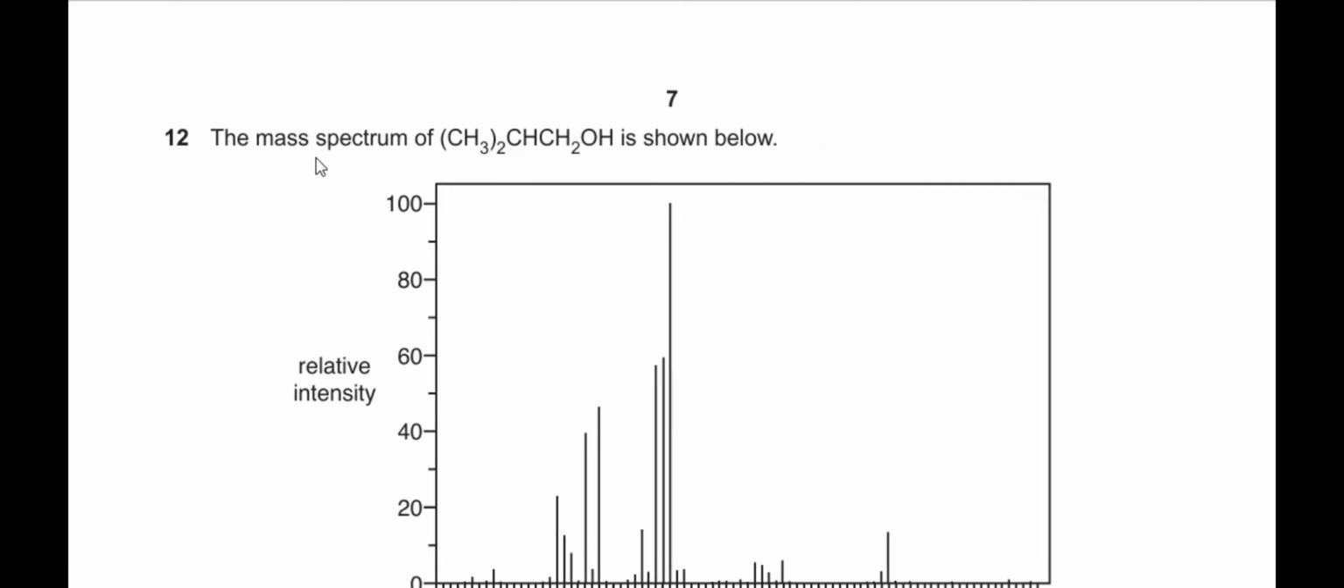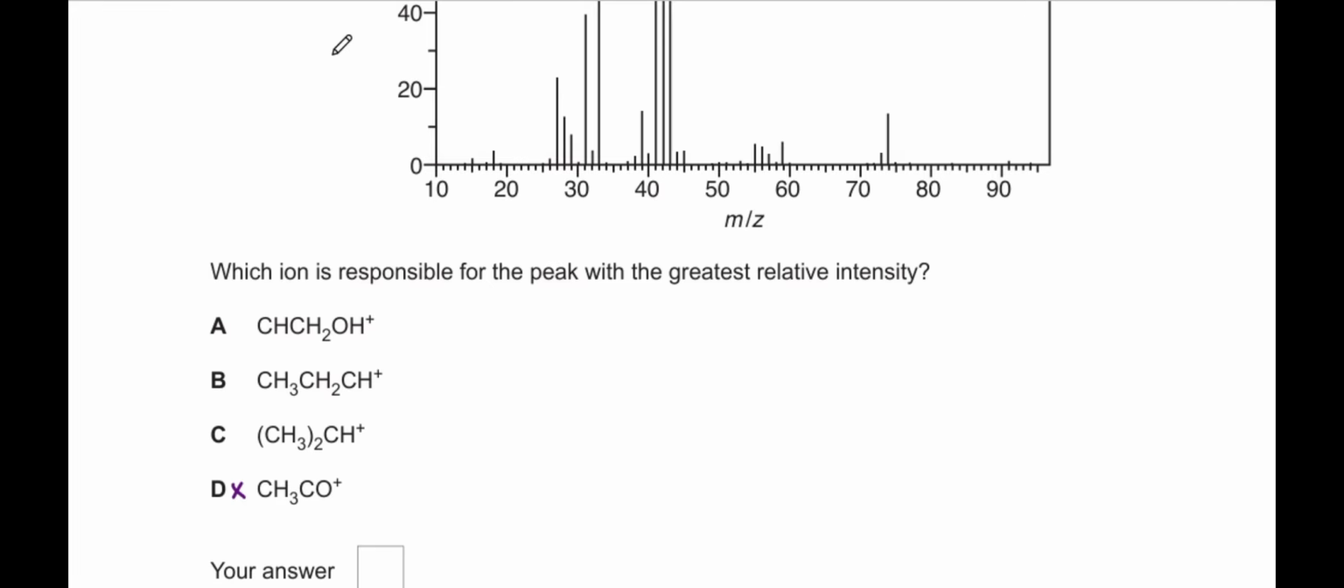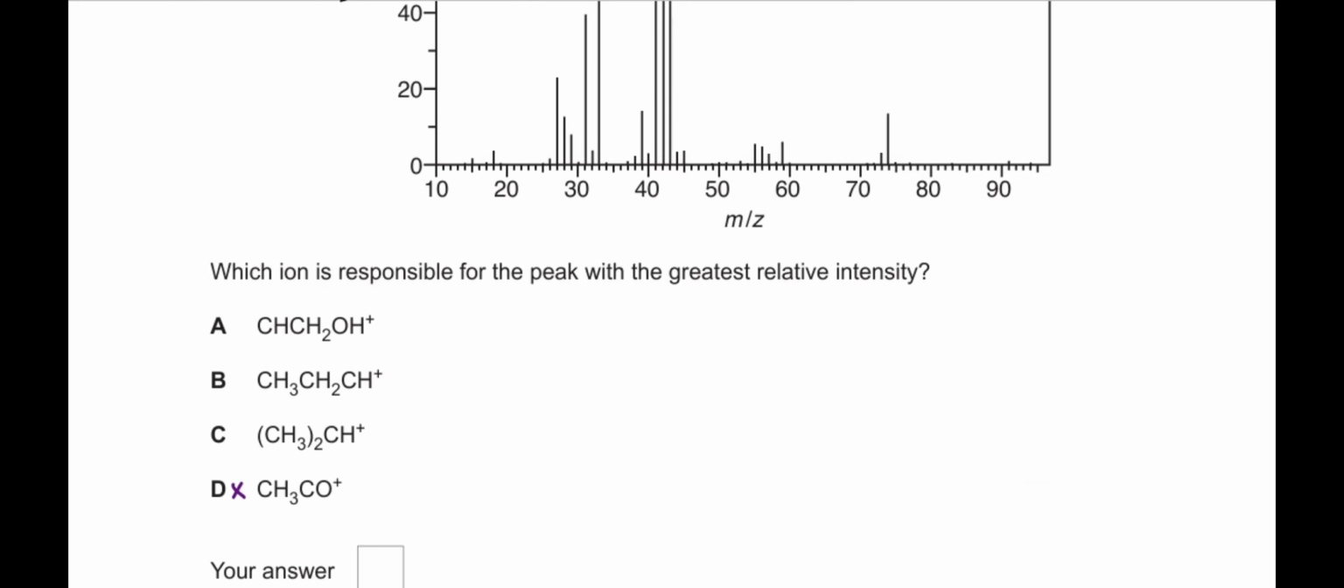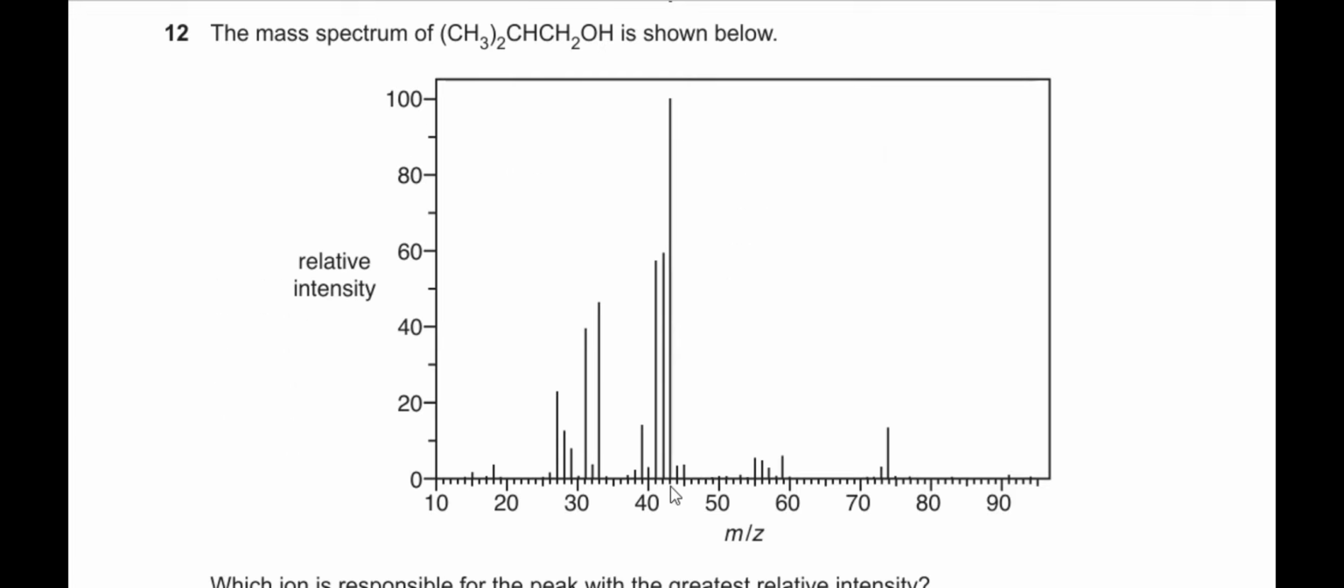Question 12. The mass spectrum of CH3CH2CH2OH is shown below. Which ion is responsible for the peak with the greatest relative intensity? Okay, this question is quite simple. What we need to do is identify the tallest peak here, look for its m/z value, and look at the options to see which of the ions has an Mr equal to that m/z value. That's it. So the tallest peak here has an m/z value of 43.